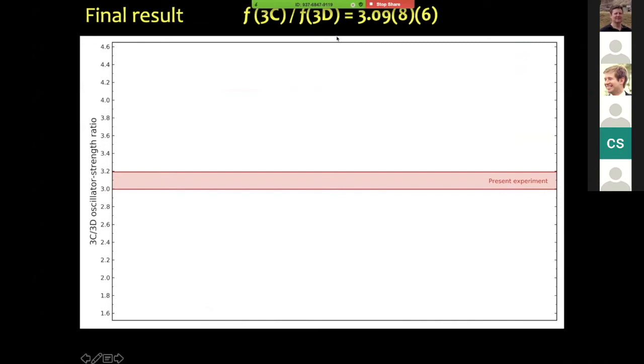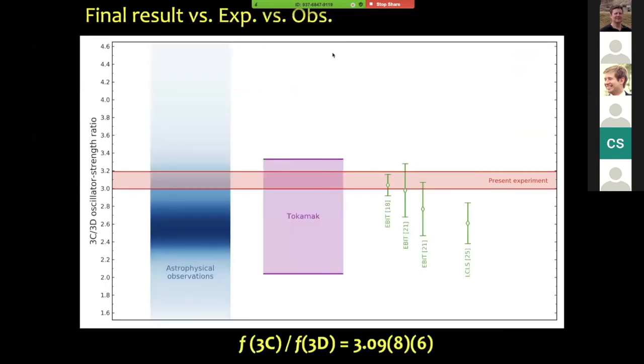The intensity ratio we found was roughly 3.1 plus or minus 0.1. We compare with several experiments done at Lawrence Livermore, which are here.